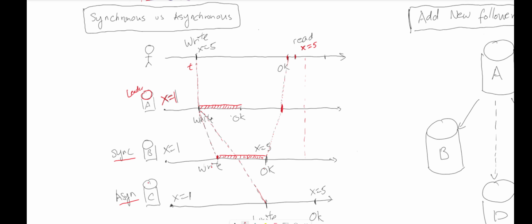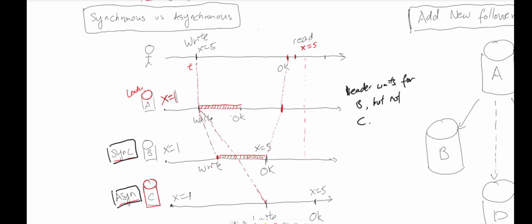And going down here, if C is asynchronous, in the asynchronous configuration, the leader does not wait for C to respond. So the leader waits for B, but not C, because C is asynchronous and B is synchronous. That's the difference. In the synchronous configuration, the leader will wait, and in the asynchronous configuration, the leader will not wait.